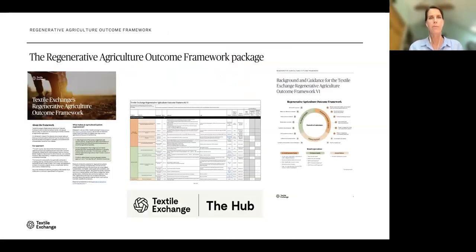When we say the outcome framework, there's really a package of documents to help you hopefully be oriented to the material. You'll find a 4-page overview on the left that gives the high-level context. The detailed Excel framework itself, which we are posting as a PDF on the website and which will be made available in Excel form on the Hub. And a background and guidance document that gives detailed information on the units and the references and as much as we could locate on methodology or standard operating procedures for how to implement the indicators in the background.